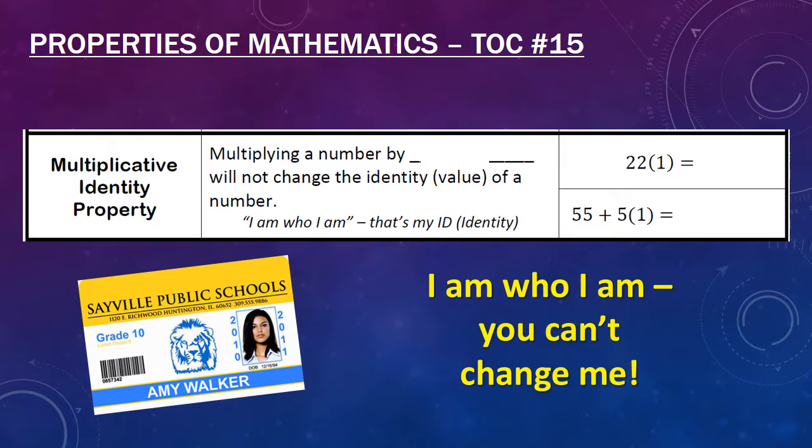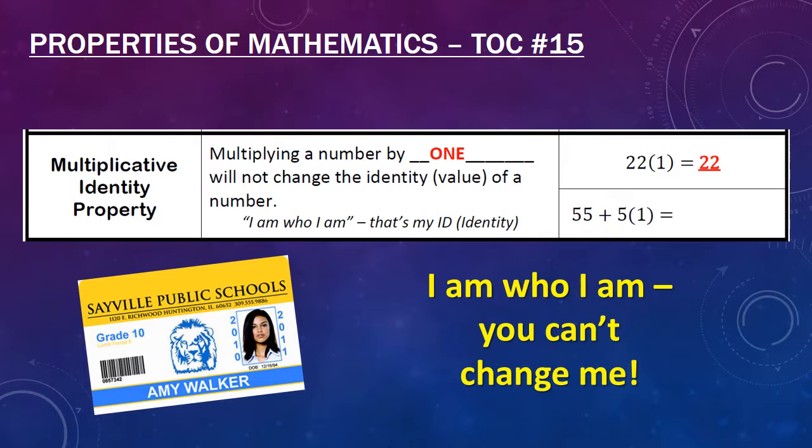We have the same thing for the multiplicative identity, but instead of adding 0, because we're not adding anything, we got to think, what number can I multiply times another number and keep the answer the same? So in this case, it's multiplying any number by 1 will not change the identity or value of the number. Again, it's I am who I am, my ID doesn't change. The clothing, the numbers may change, but anytime you multiply by 1, that number is going to stay the same.